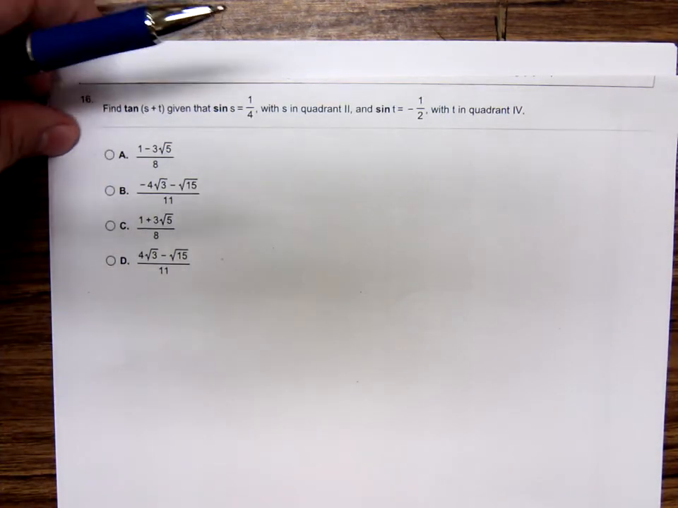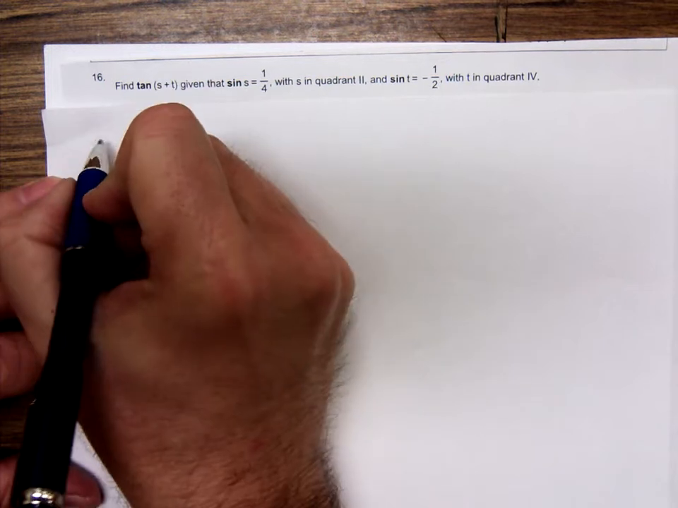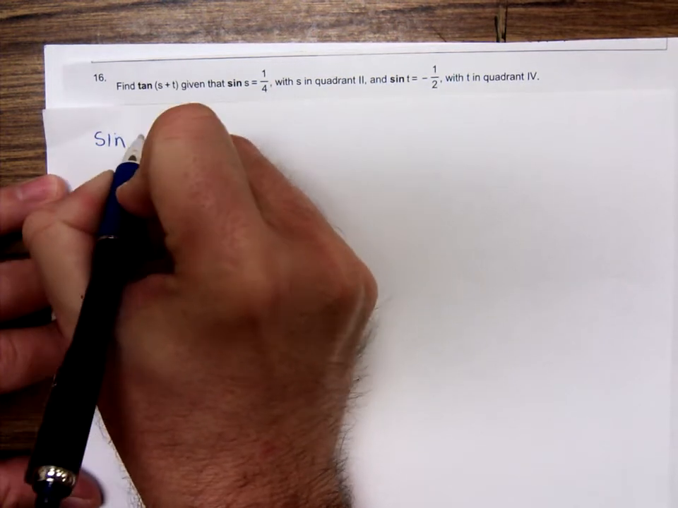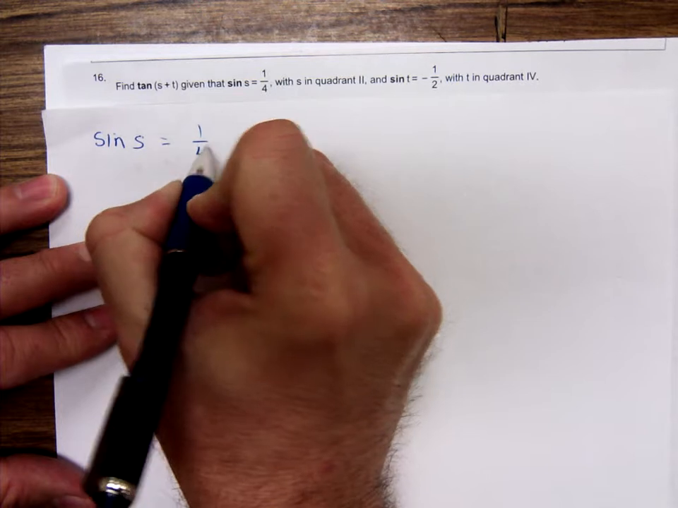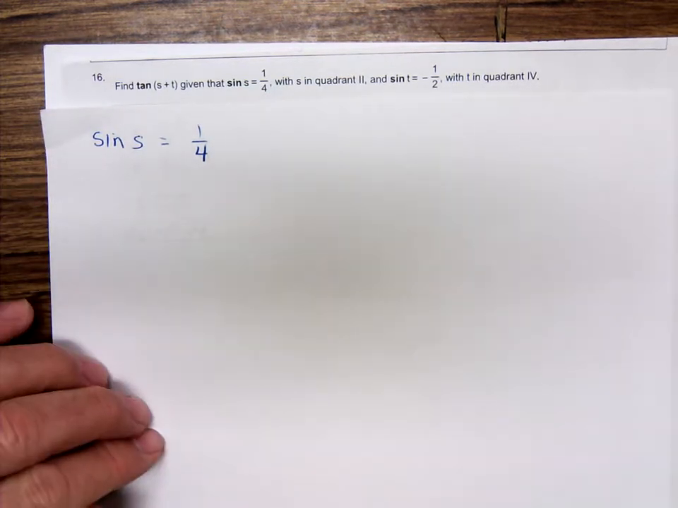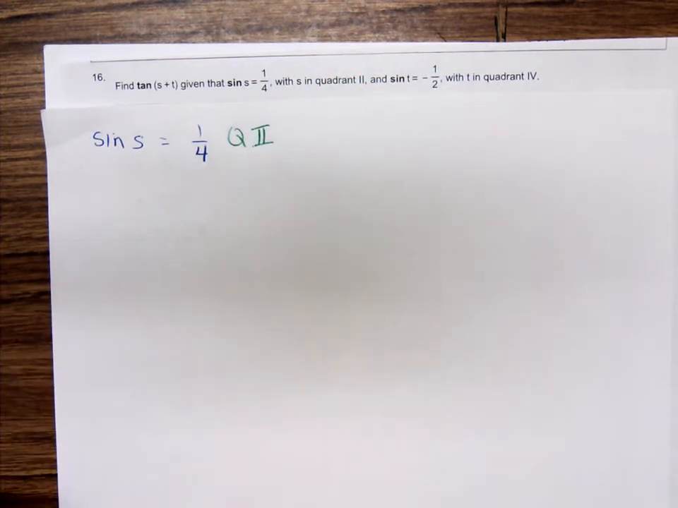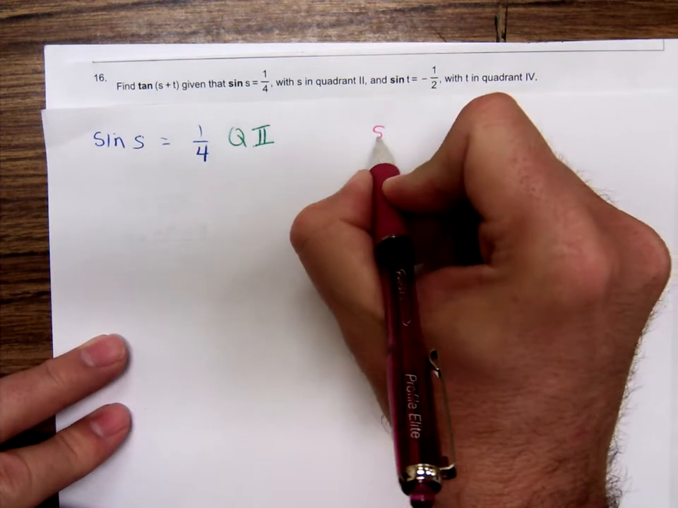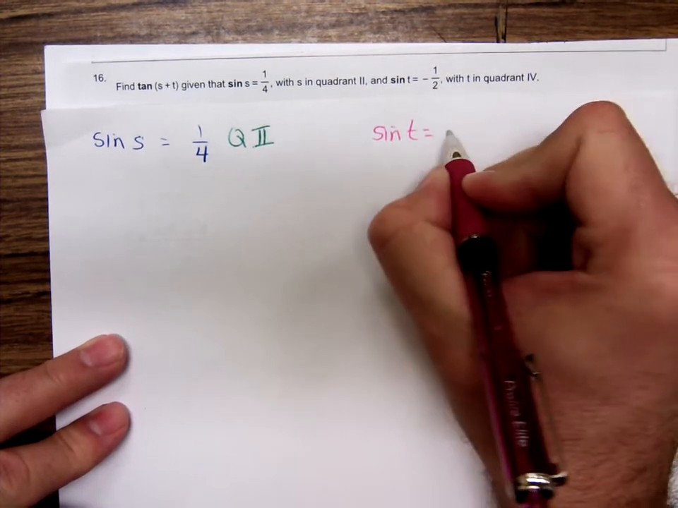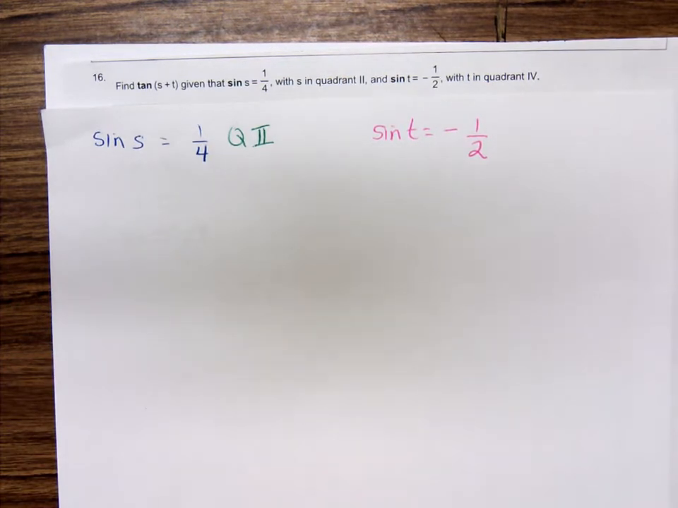So let's see. Let me write down the problem. I'll color code it as I write it down. Sine S is 1/4, and S is in quadrant 2. Sine T is negative 1/2, and T is in quadrant 4.